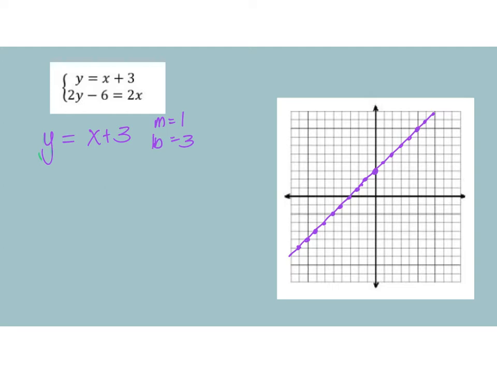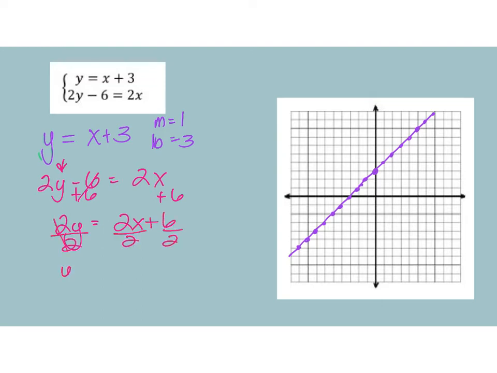Now for that second one, we actually need to get it into slope-intercept form. So I'm going to do a little bit of manipulation. We have 2y minus 6 equals 2x. Remember, we've got to get y by itself. So I'm going to add the 6 first. So we have 2y equals 2x plus 6. Now I'm going to divide by 2 on everything. So y equals x plus 3. If I were to graph this one, again, I have a slope of 1 and a y-intercept at 3 as well.